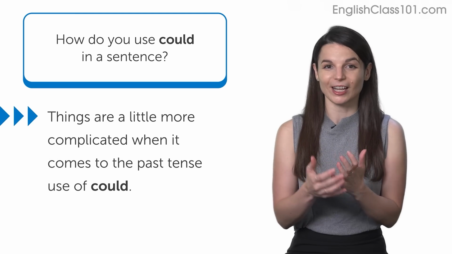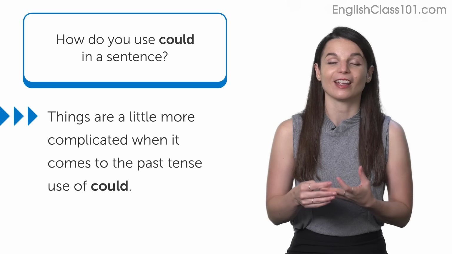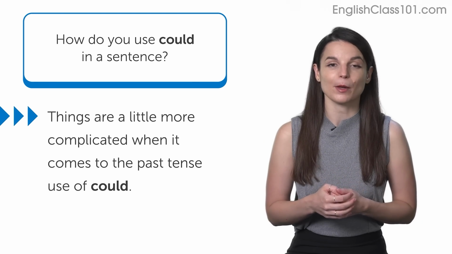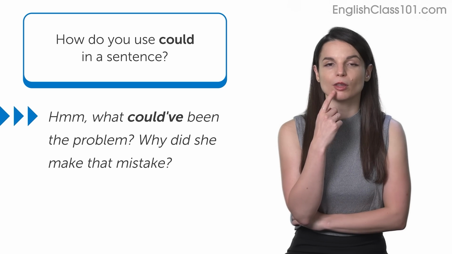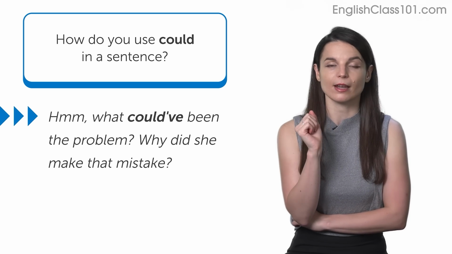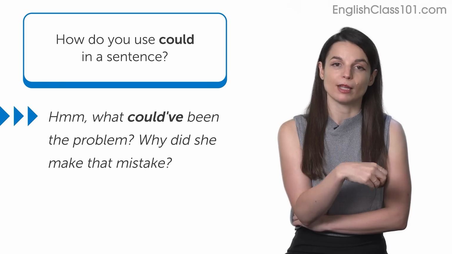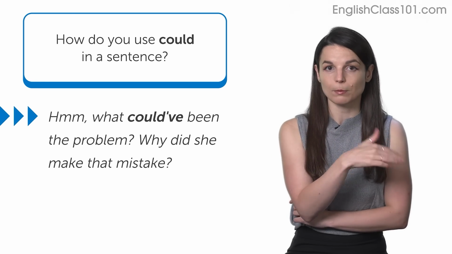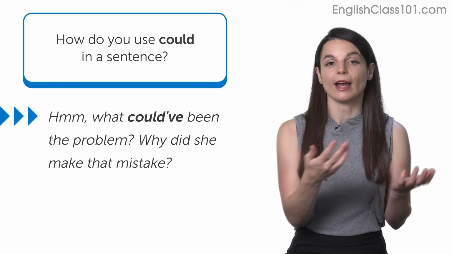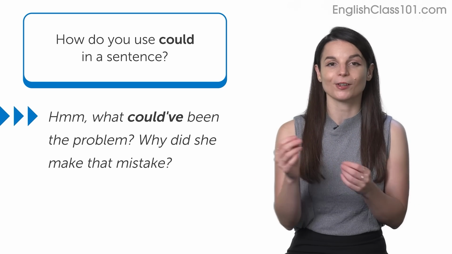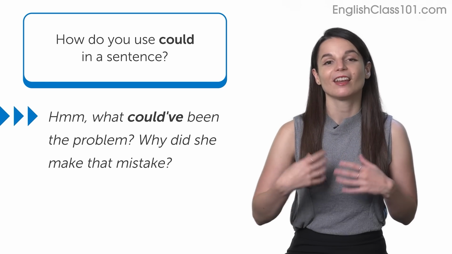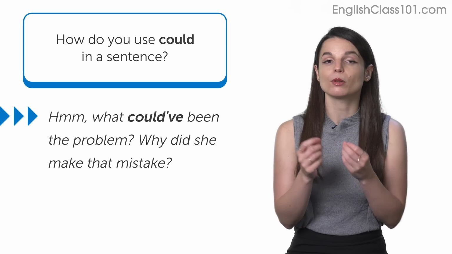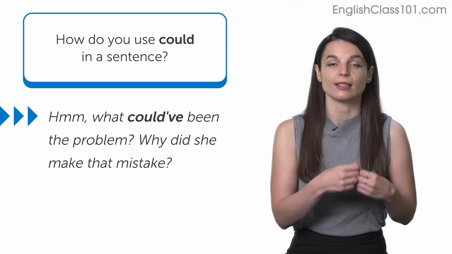Where things, I think, kind of tend to get a little bit tricky with could is when we use it for past situations. So, for example, what could have been the problem? Why did she make that mistake? So when we use could have been, this kind of pattern, we're referring to a past potential problem in this example. What could have been something, or this could have been something. These refer to possible past conditions or possible past situations or actions, etc.